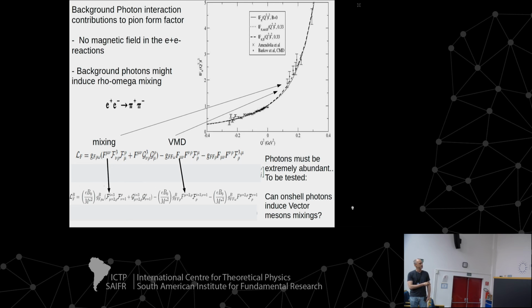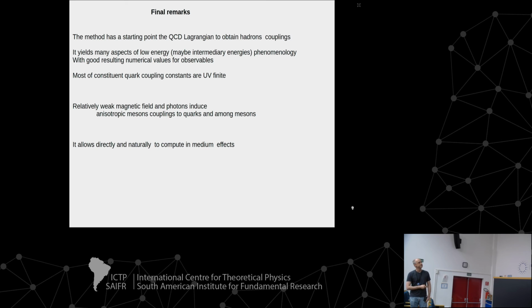So when I go to the magnetic field terms, we have here, again, strong anisotropies that make this vector meson dominance and meson mixings behave a little bit different than usual. So these are my final remarks.